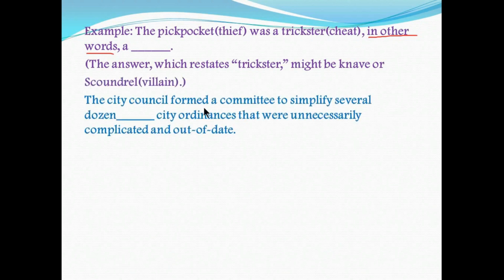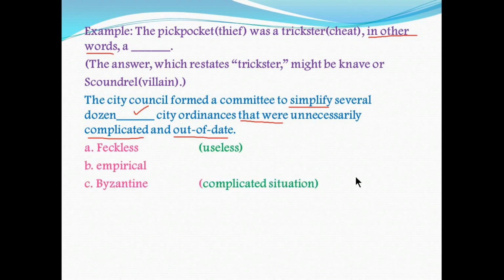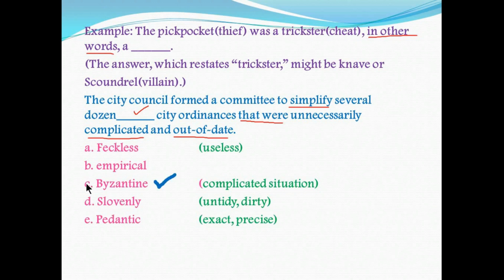Next example is the city council formed a committee to simplify several dozen dash city ordinances that were unnecessarily complicated and out of date. Here the restatement word is that. Now they formed a committee to simplify. It means that they are unnecessarily complicated and out of date. So in the blank there must be a synonym of complicated or out of date. Choices are feckless, that means useless, empirical, that means logical, Byzantine means complicated situation, slovenly, that means untidy or dirty, and pedantic means exact or precise. So the most appropriate option is option C, that means complicated situation.